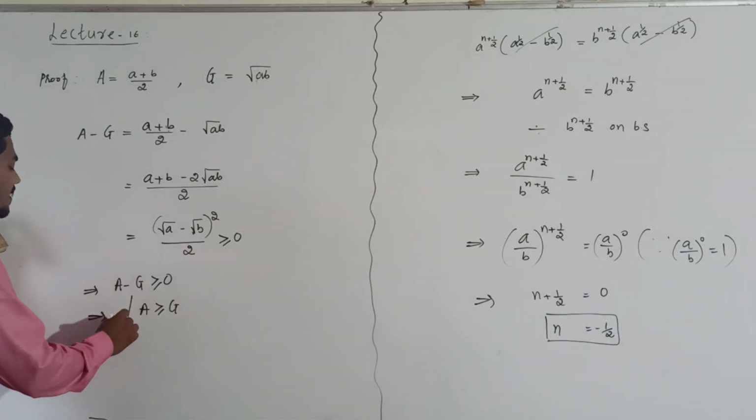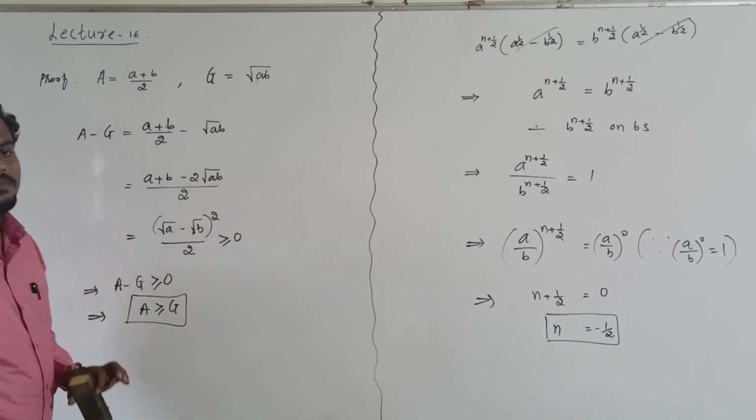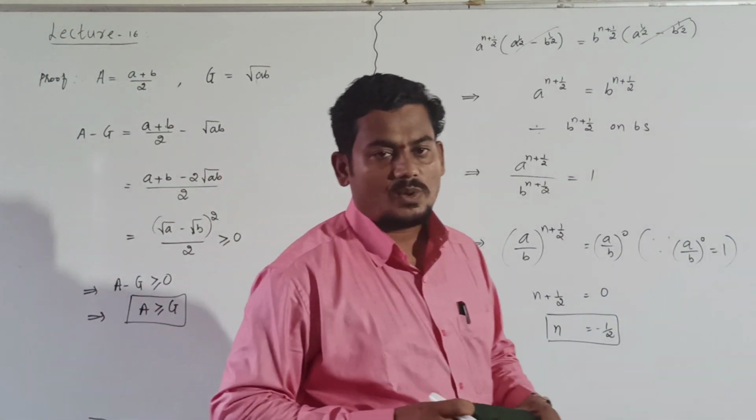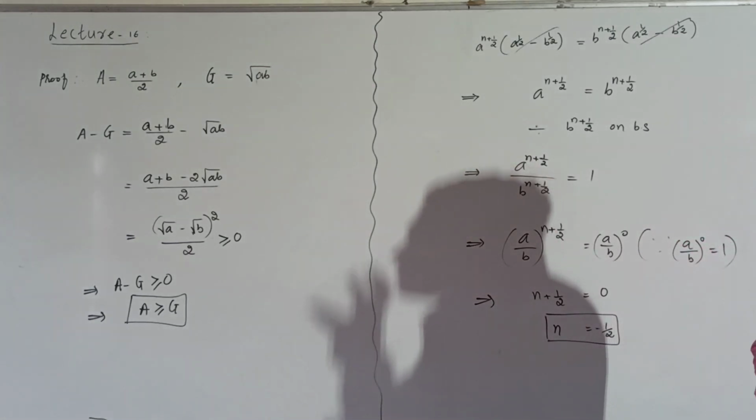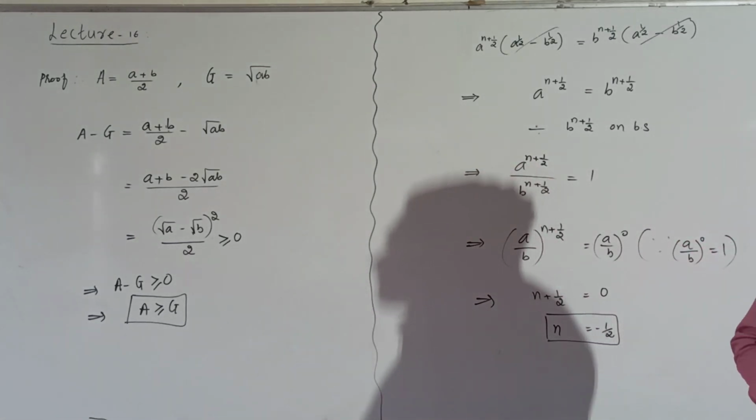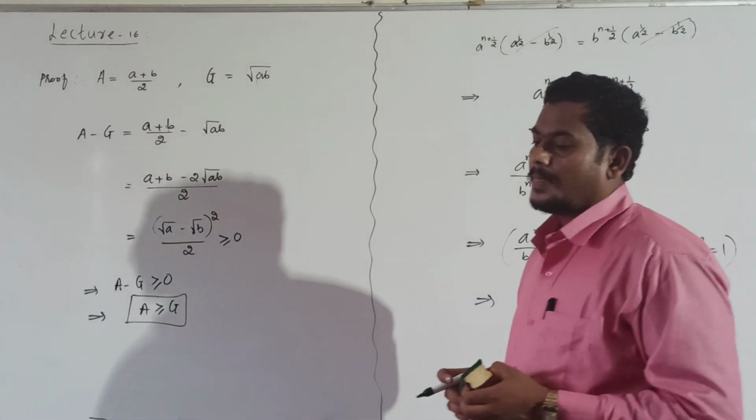What is A? A is the arithmetic mean between two numbers. What is G? Geometric mean between two numbers. Just remember, for any two positive numbers, arithmetic mean is always greater than or equal to geometric mean.